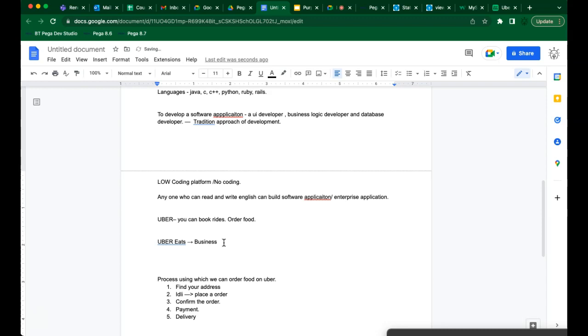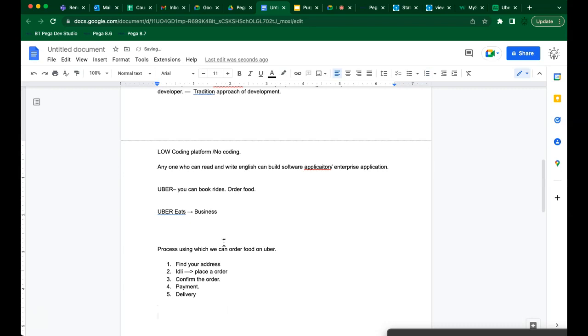And this is being managed by Uber, right? Do we agree? In this app, for example, if there is any delay, who will you contact? Are you going to contact your mom and tell her, mom, there is a delay in Uber Eats? No, you're going to contact Uber Eats and ask, hey, why is there a delay? This app is being managed by Uber.